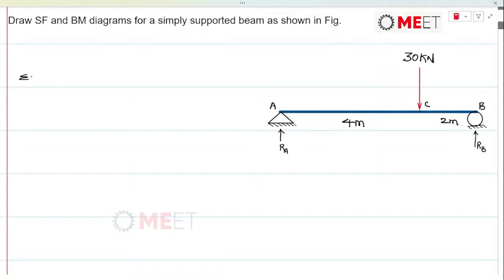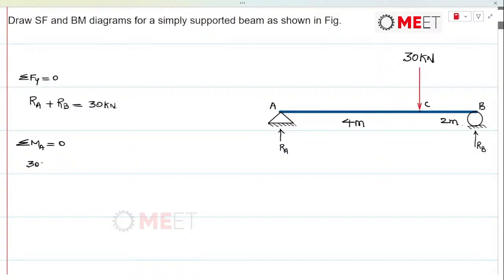So two reactions in the y direction, and now summation of forces, that is RA plus RB, is equal to 30 kilonewtons. Next is computation of reactions, that is we are going to take the moments about the point A. This 30 kilonewton force is going to produce a clockwise moment about the point A.